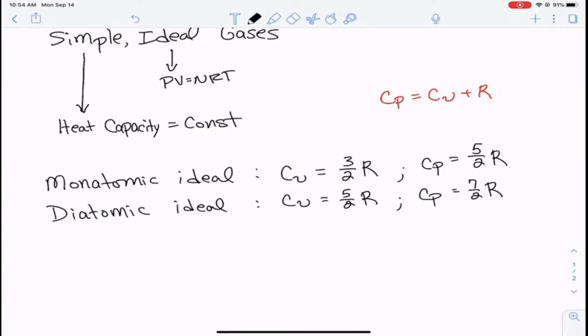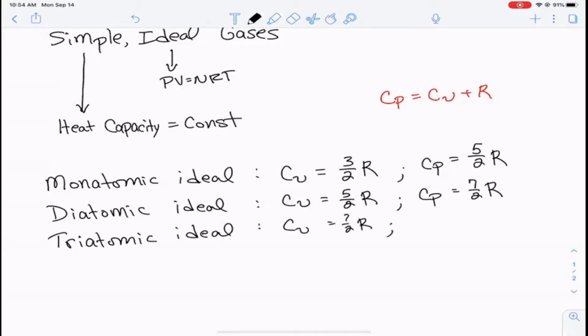And of course, we also said that for a triatomic simple ideal gas, the constant volume heat capacity would be 7/2 R. The constant pressure heat capacity would be equal to 9/2 R.